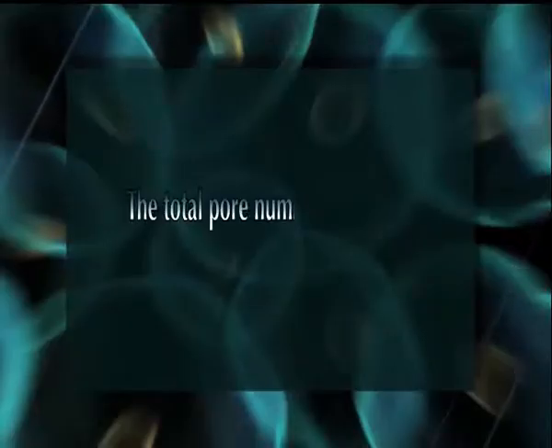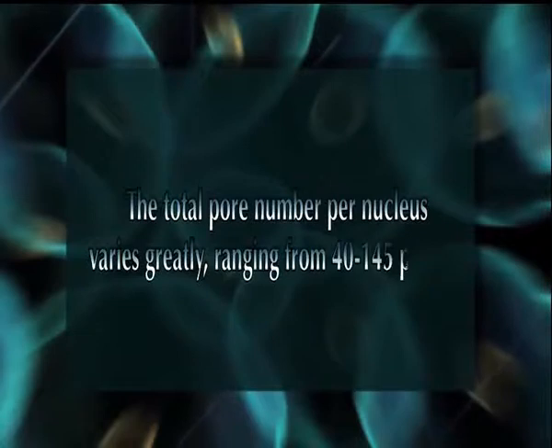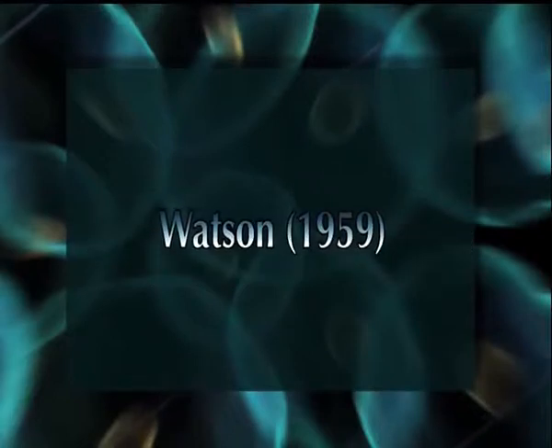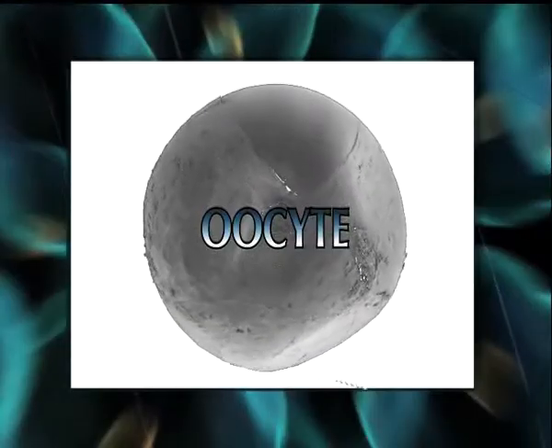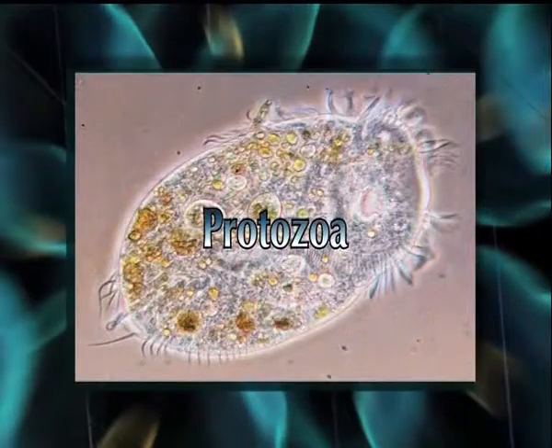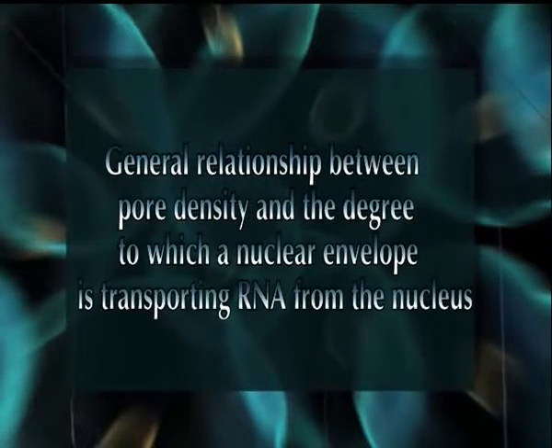The total pore number per nucleus varies greatly, ranging from 40 to 145 per micrometer square in nuclei of various plants and animals. Watson, 1959, stated the number of pores in mammalian cells as 10% of the total surface of the nucleus. In amphibian oocytes, certain plant cells and protozoa, the surface occupied by the pores may be as high as 20 to 36%. There appears to be a general relationship between pore density and the degree to which a nuclear envelope is transporting RNA from the nucleus.